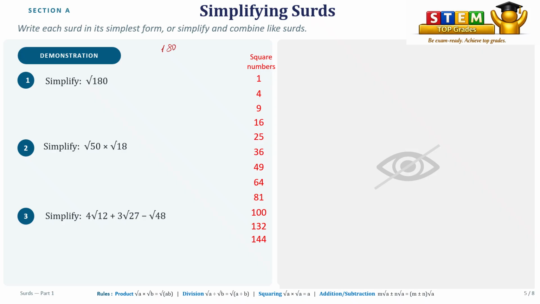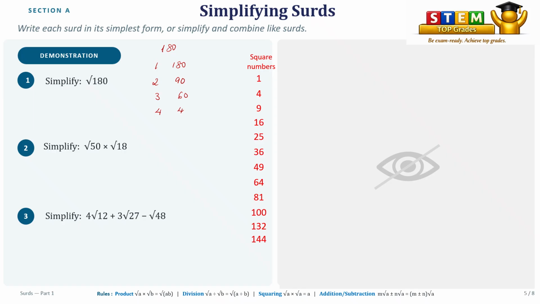requires us to split it into factors, 2 factors. So we got 1 and 180. We got 2 and 90. We got 3 and 60. We got 4 and 45.